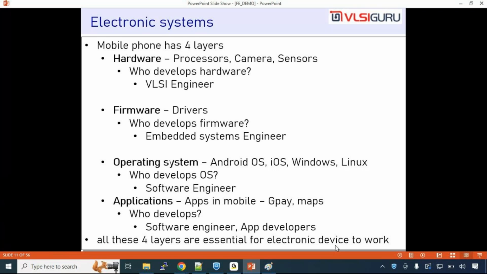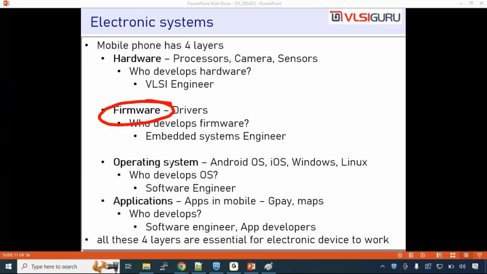In the same way in electronics also, every layer has its own importance. I'll tell you one thing, you may buy two different mobile phones, Redmi and OnePlus, OnePlus 7, OnePlus 8, I don't know what is the version. Let's say you buy. It may be very much possible that both your mobile phones have the exact same hardware, but they differ at the firmware level.